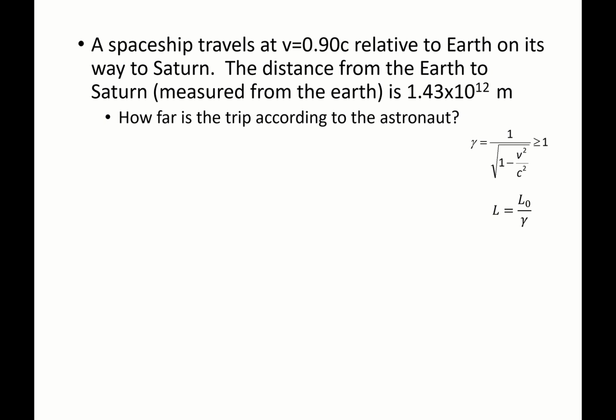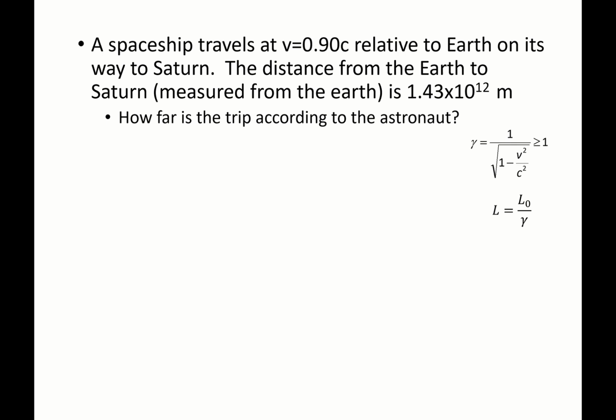All right, so we have a spaceship traveling at a speed of 0.90 c, relative to the Earth, and it's traveling to Saturn. The distance from Earth to Saturn measured from Earth is 1.43 times 10 to the 12 meters. So the question is, how far is that trip according to the astronaut?